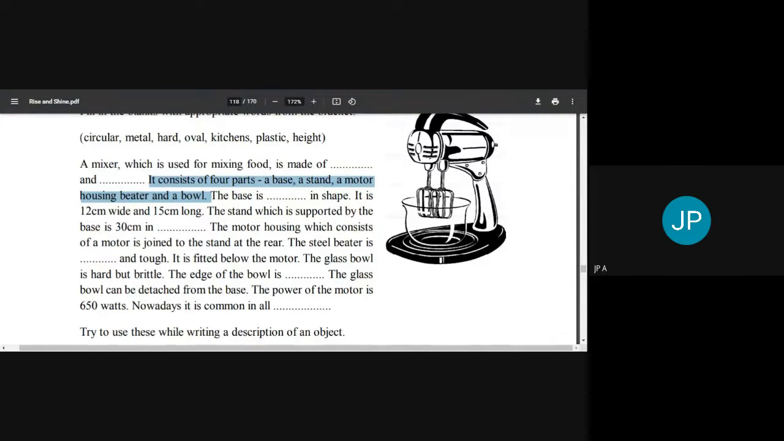Then we have the beater. Something that beats the eggs. അതിനാണ് beater എന്ന് പറയുന്നത്. And the eggs are placed inside that bowl. So that is the fifth one. അപ്പോൾ there are five parts here. One is a base, the second one is a stand, third is a motor housing, fourth one is a beater, and the fifth is a bowl.